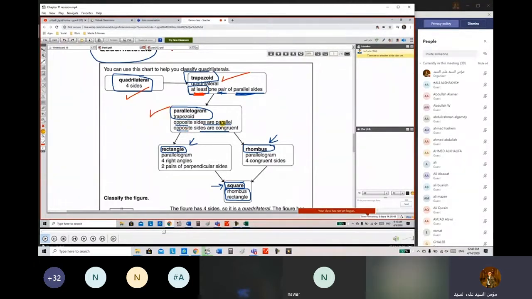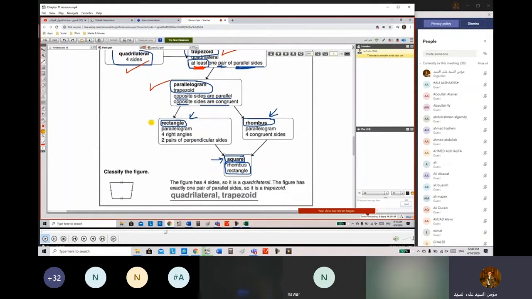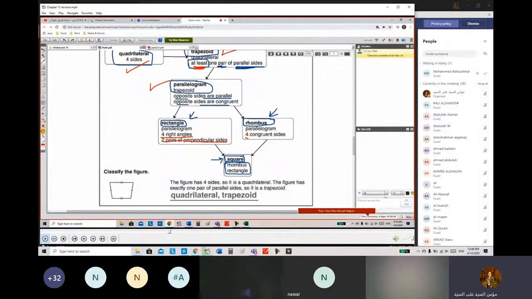Parallelogram, because we have two pairs of opposite sides parallel and congruent. The next one, rectangle. We have four right angles and two pairs of perpendicular sides. Or we can write rhombus. We can write this or this. Rhombus, we have four congruent sides. Four sides are equal in length. The next one, square, and the last one. Square is a rhombus and rectangle, with the same properties of both of them. Rhombus and rectangle together make a square.